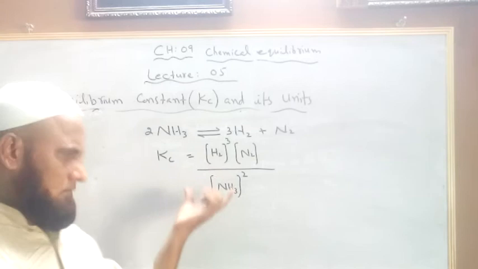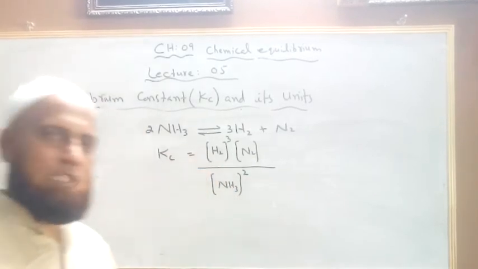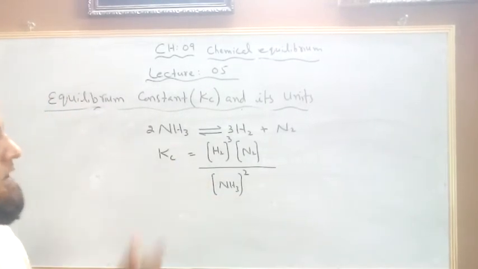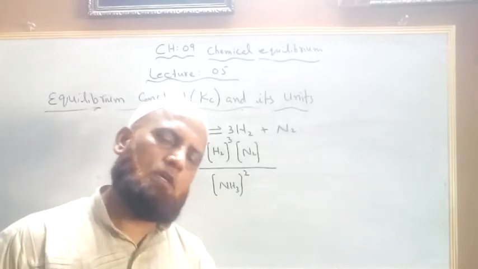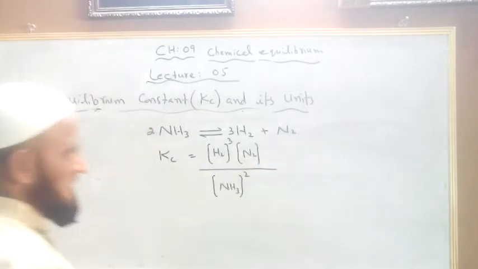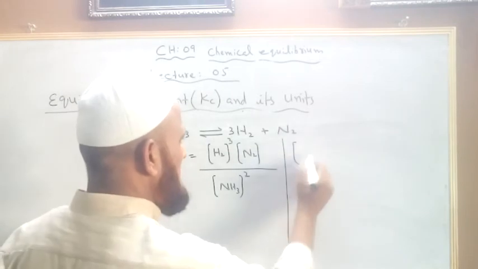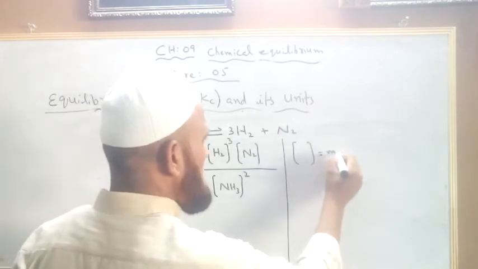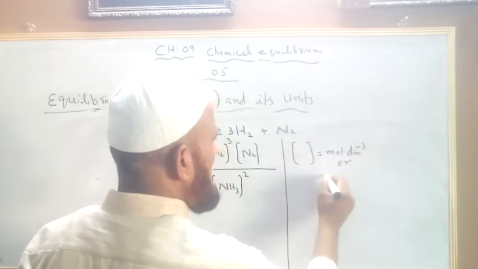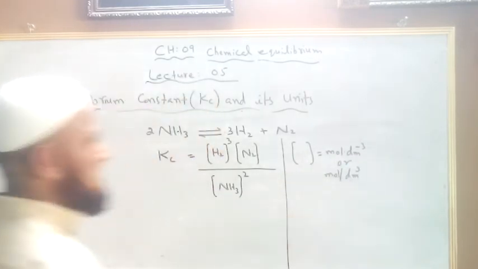In the previous lecture we practiced a lot of examples of writing the Kc expression, but here I have defined it in the light of that specific example. Now go towards the units. How can we calculate their unit? You know that the molar concentration is represented as mole per dm3. You can write it in this way or in that way, it's up to you.